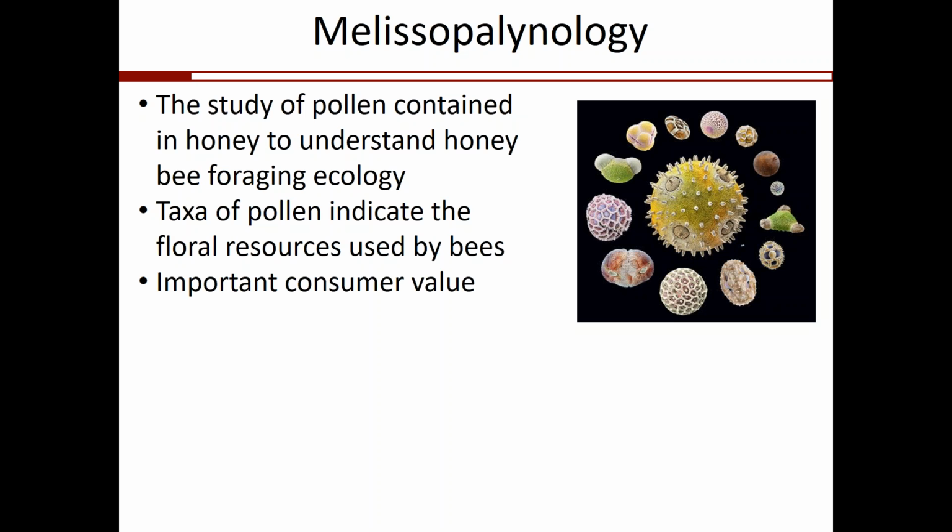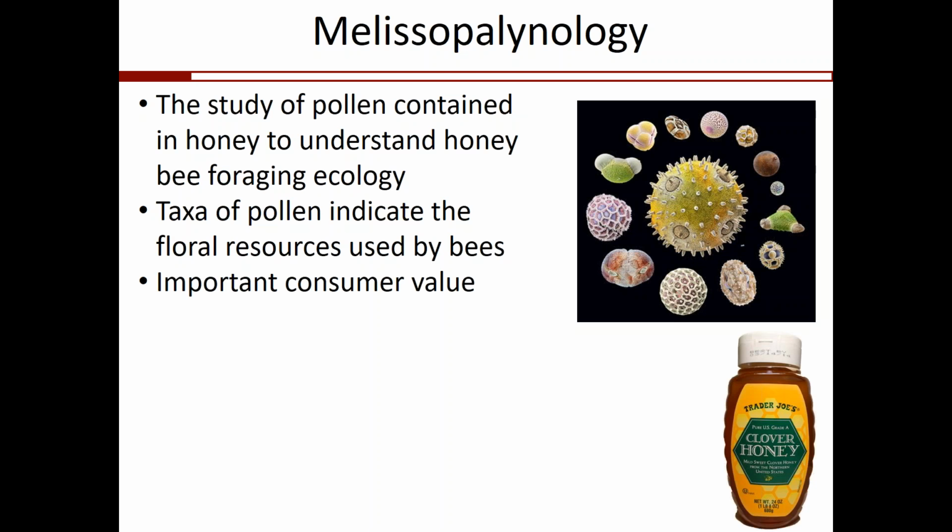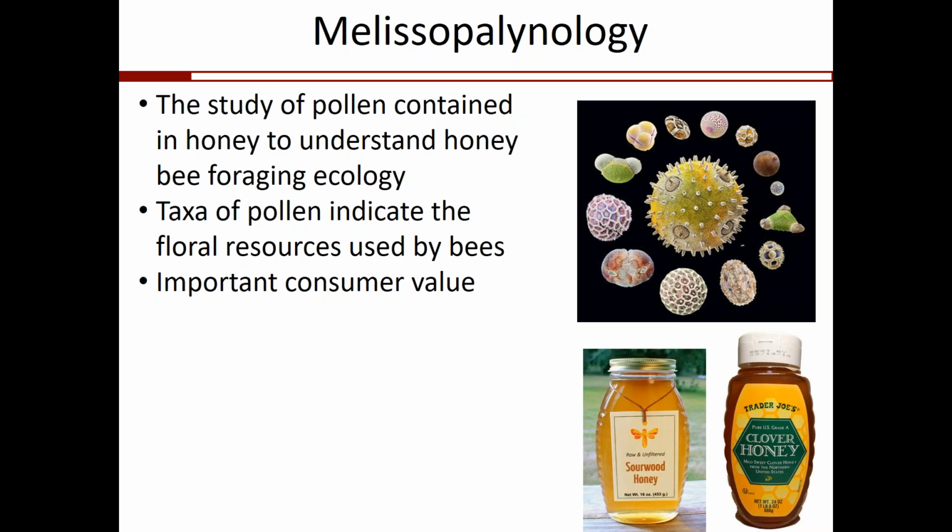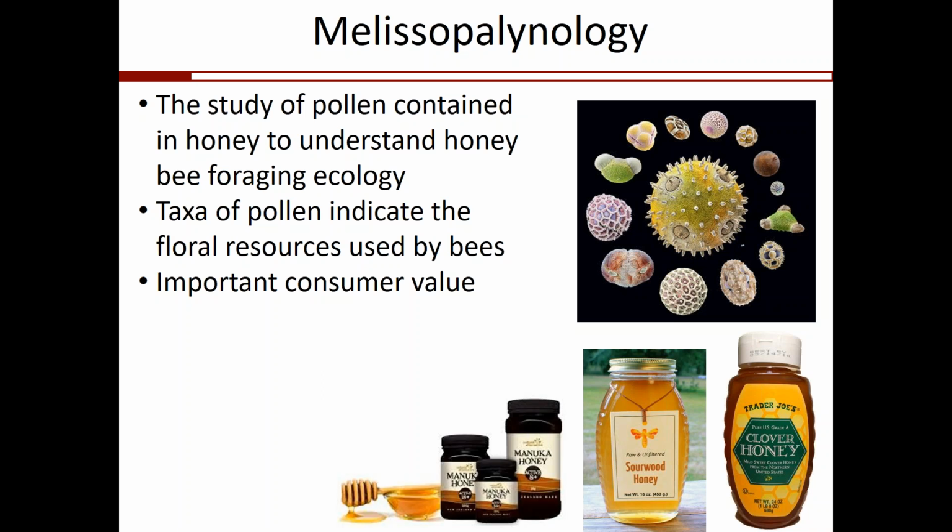And we mentioned earlier, there's a lot of important consumer value because we have different types of honey. So clover honey would be your very common store-bought honey. You can find this for around $10, like for a pound. Then you have sourwood honey from North Carolina. This is considered to be one of the tastiest types of honey from beekeepers. And this is obviously going to go for a little bit more than that.